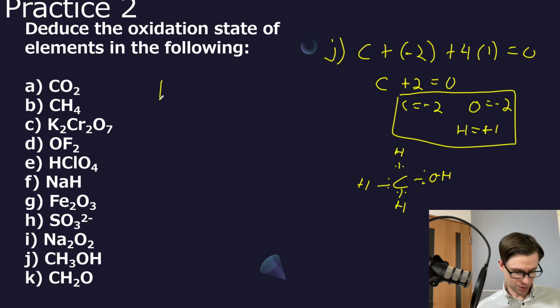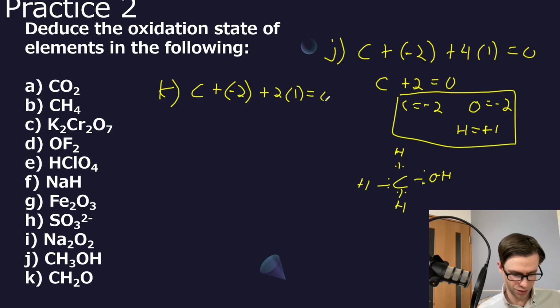All right, then the last one, CH2O, another organic compound. Again, let's use C as the unknown. We're going to have an oxygen, -2 for that. We're going to have 2 hydrogens. They'll be +1. No net charge, so 0 there. So this time, C -2 plus 2 equals 0, so C equals 0. And we did assume O is -2. Hydrogen is +1.